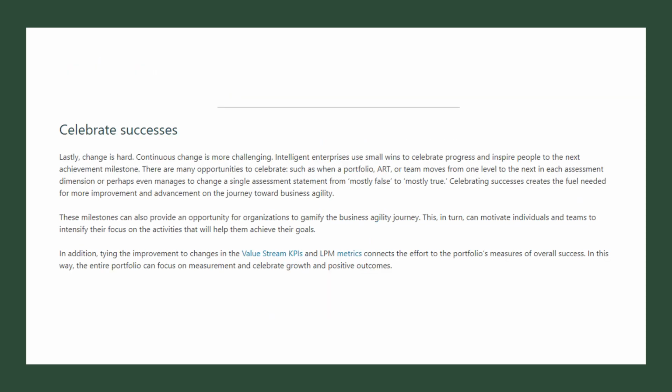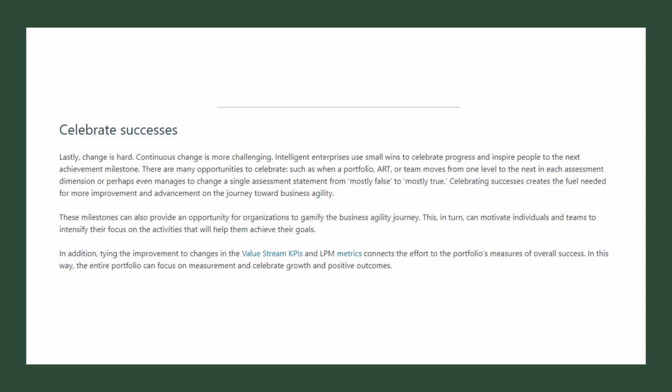Finally, celebrate successes. Change is hard, and continuous change is more challenging. Intelligent enterprises use small wins to celebrate progress and inspire people to the next achievement milestone. There are many opportunities to celebrate, such as when a portfolio, ART, or team moves from one level to the next in each assessment dimension, or perhaps even manages to change a single assessment statement from mostly false to mostly true, right? So celebrating successes creates the fuel needed for improvement and advancement on the journey towards business agility.